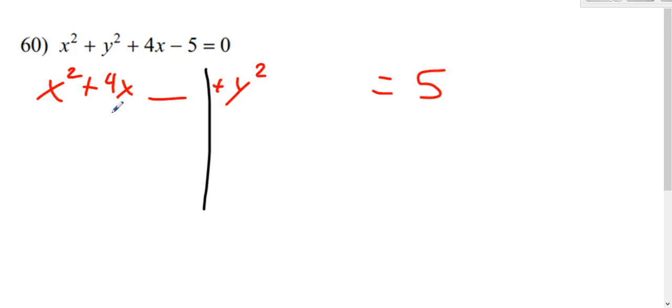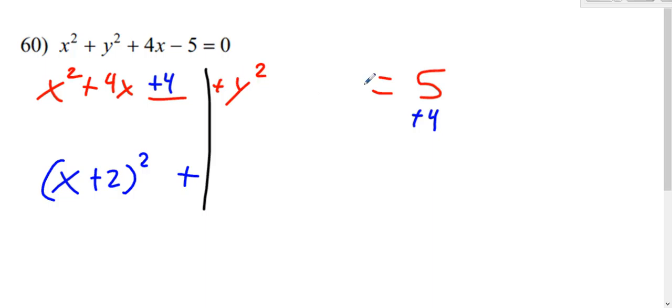Complete the square with the x's. So we need to add 4, add 4. So that's x plus 2 squared plus, there's nothing to do to complete the square here, so that's just plus y squared. And we could have looked right from the beginning. We have 1x squared, positive 1y squared, so that is a circle. And this is standard form for a circle.